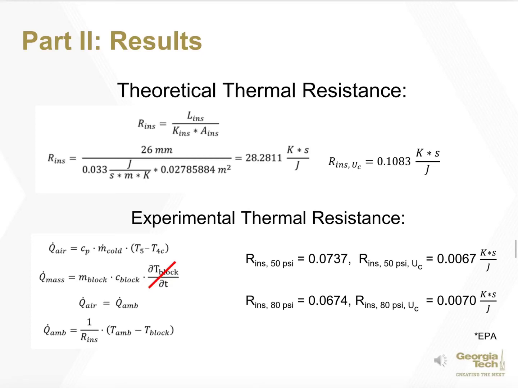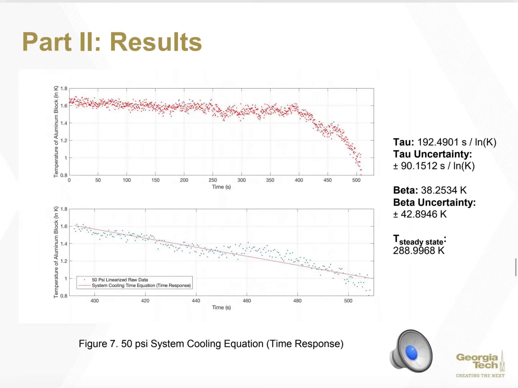The experimental thermal resistance was found by the assumption that T block did not change with time in steady state, and thus the heat transfer rate due to ambient heating was set equal to the heat transfer rate due to air. The uncertainties were calculated via EPA, and the values at 50 and 80 psi are significantly lower than the theoretical and outside of the specified k equals 2 uncertainties. Thanks, Anna.